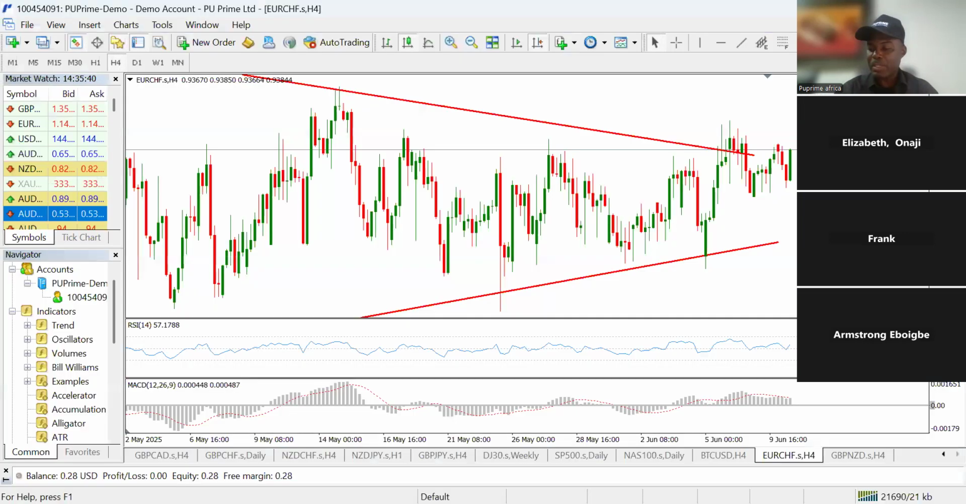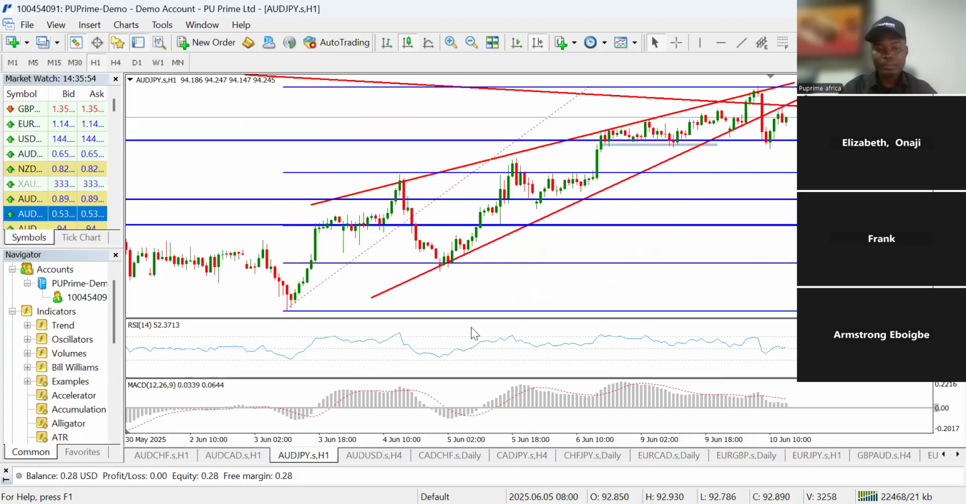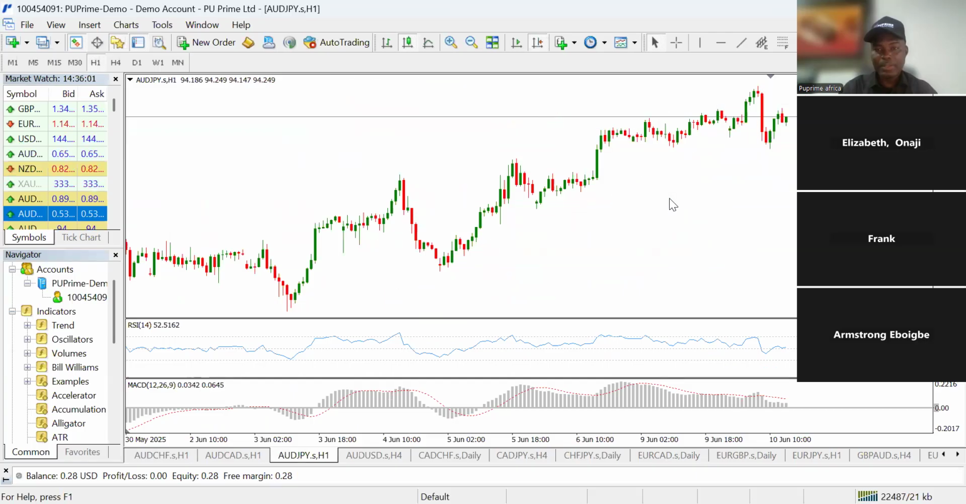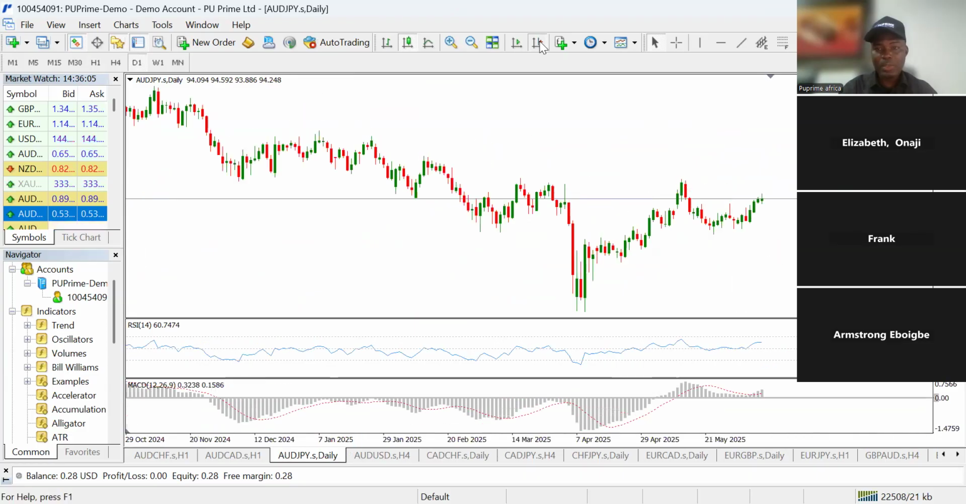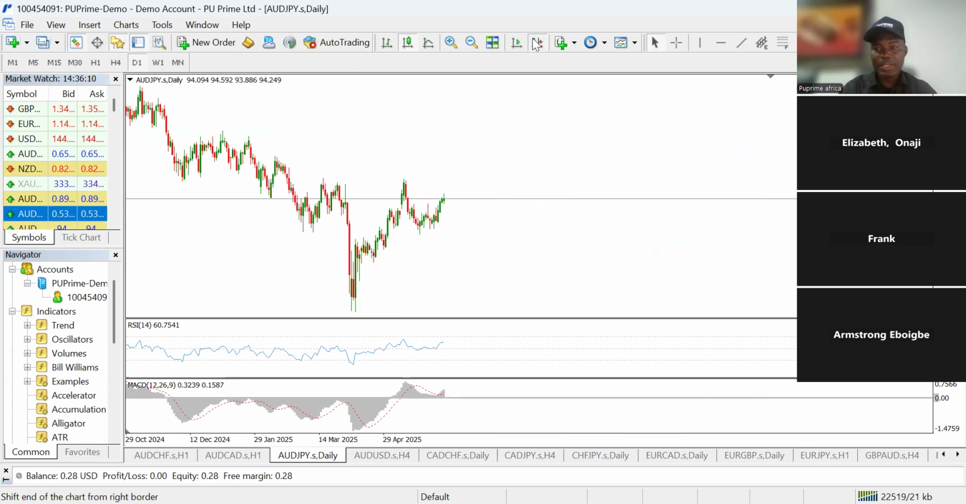I have two pairs I'm looking at, and they are closely related. They are positively correlated, and that is the AUD JPY and the New Zealand JPY. And I need to clear all this so that it becomes easier for some of us to understand what I'm looking at. So this is the AUD JPY on the daily time frame.